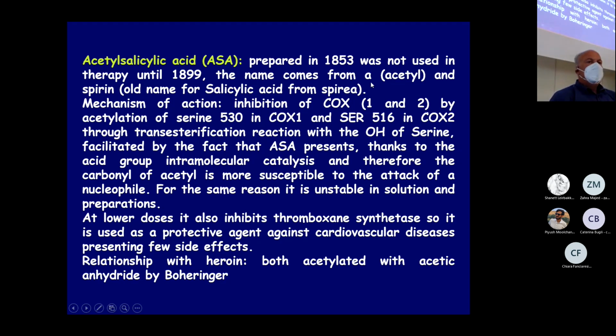If you remember, the commercial name of this compound is aspirin. This name derives from the letter A, from acetyl, and the spirin. Spirin is the old name of salicylic acid extracted from spirea. Spirea is a plant common on the beach. And so aspirin derives from acetyl and spirin.